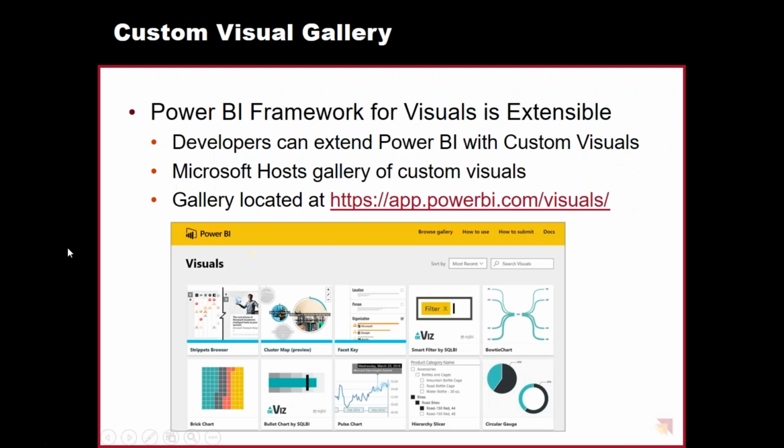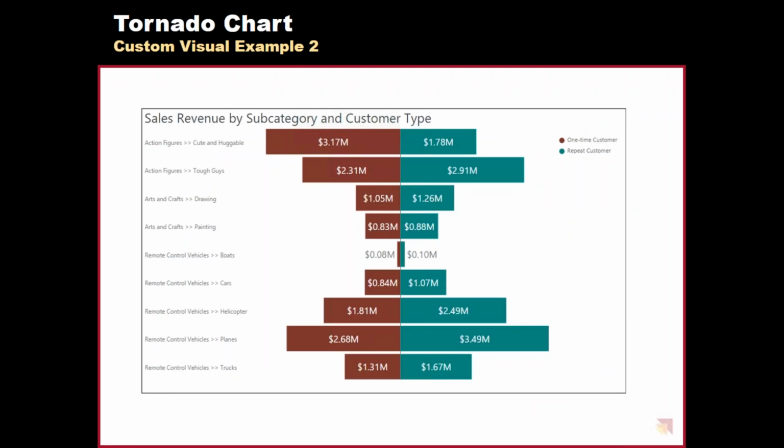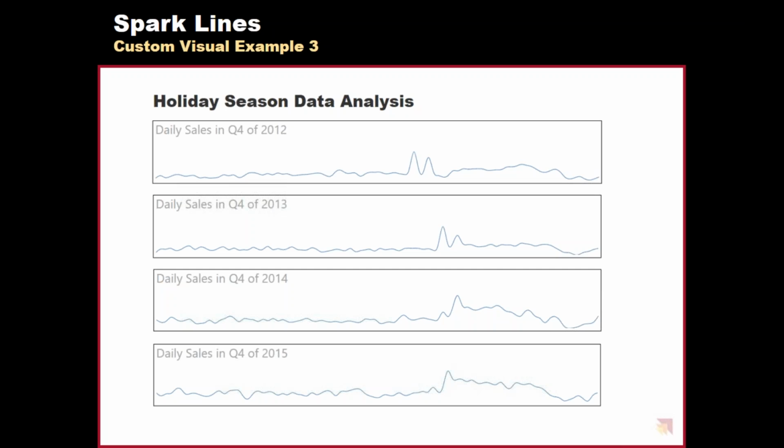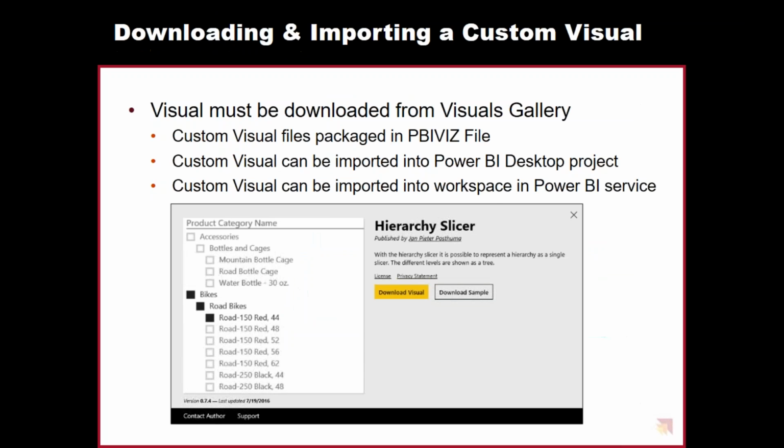Okay, so what we've seen so far is that there's a custom visual gallery. Here are just a couple examples of visuals that you can pull out of the gallery. Things like histograms. There's a tornado chart. There's a really neat one called sparklines, which gives you basically the trend line, but nothing else, so it's easy to put many of those together. And the hierarchy slicer.